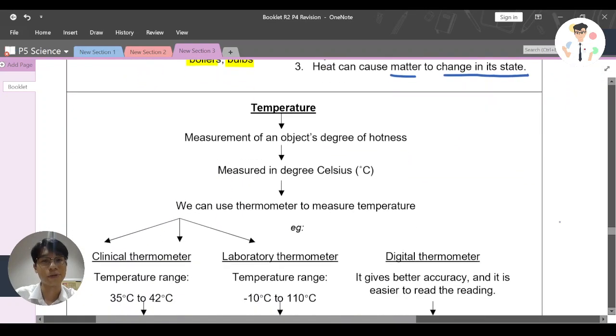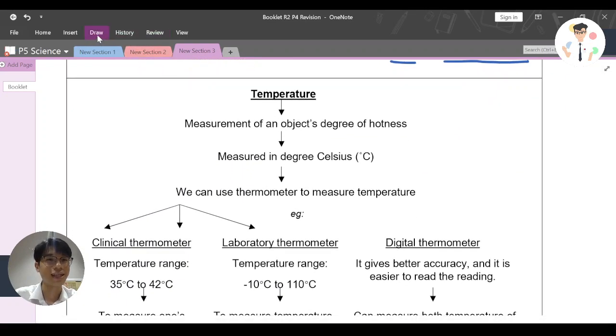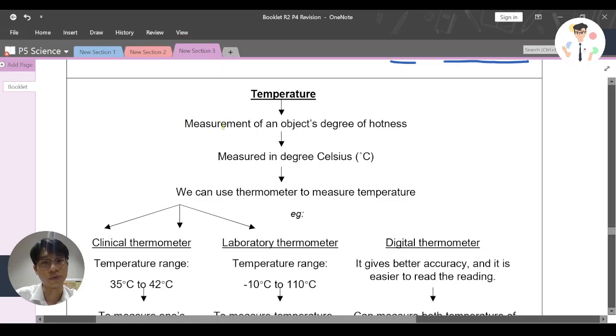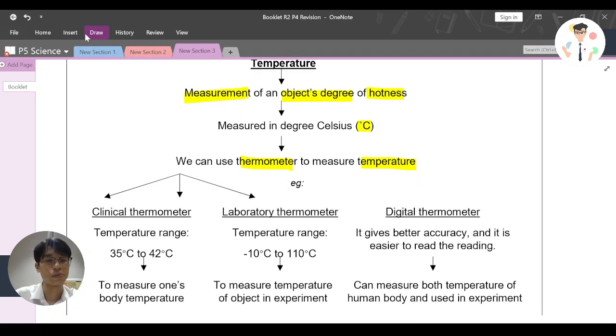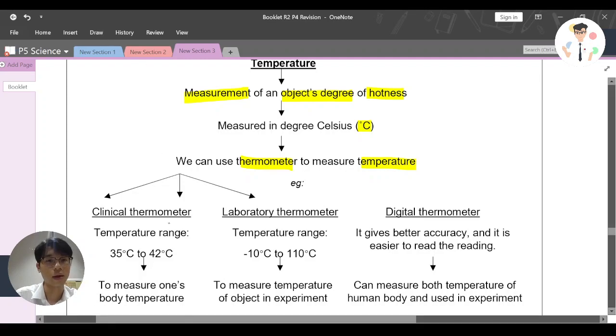Let's understand temperature. Temperature basically is a measurement of an object's degree of hotness. We use degrees Celsius, in simple terms, and we can use a thermometer to measure temperature. We have three main thermometers that can be used to measure temperature: the clinical thermometer, the laboratory thermometer, and the digital thermometer.